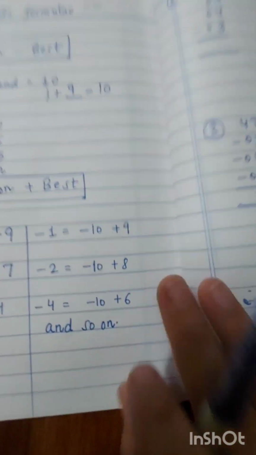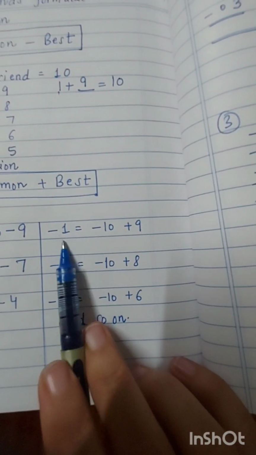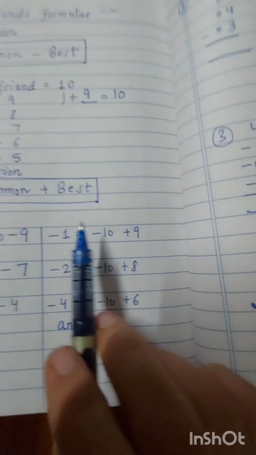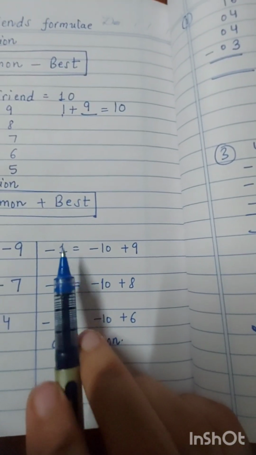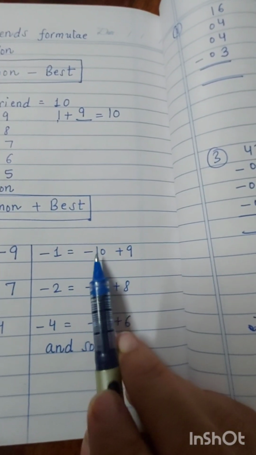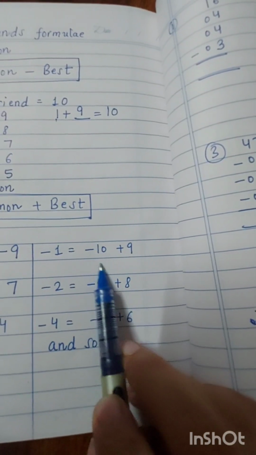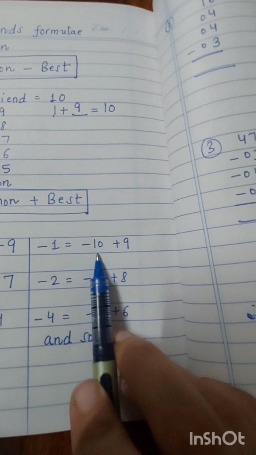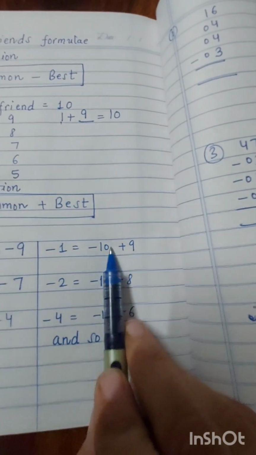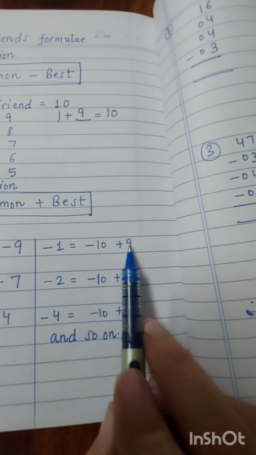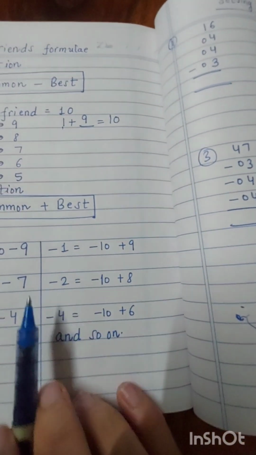Then in the same way for subtraction, what do you have to do? You have to just subtract the common and add the best. So for -1, what will you do? You will subtract the common friend, which is the same, and you will add the best friend. What is the best friend for 1? It is 9. So you subtract the common friend and add the best friend.